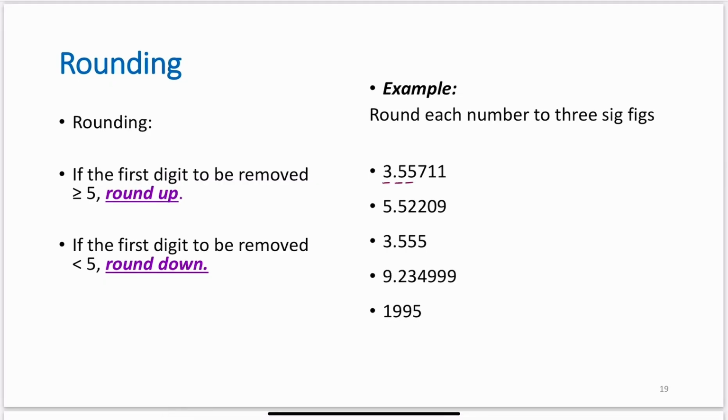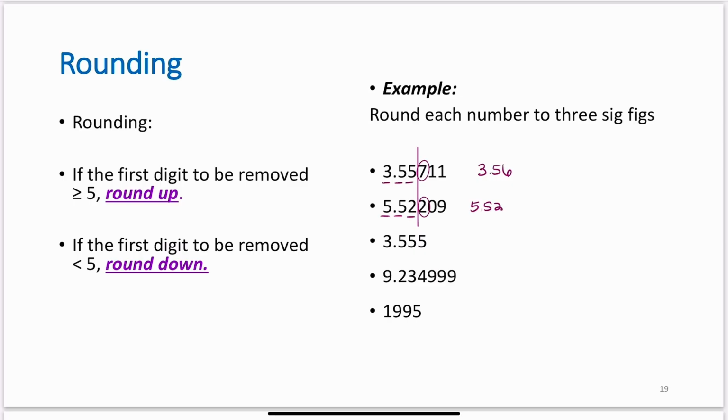3, 5, 5 gives me my 3 sig figs, which means I need to cut the number right here. The number that I'm removing first, I don't care about the rest. I only care about that first number removed. The number I'm removing here is a 7, so it's greater than 5. I'm going to round up to 3.56. Second number, 5.52209. I want 3 sig figs, 1, 2, and 3. I'm going to cut the number right here. And now the first digit to be removed is a 2. That's less than 5. I'm going to go ahead and round down. So I get 5.52.